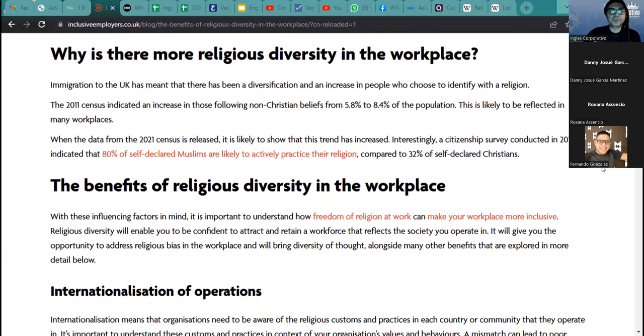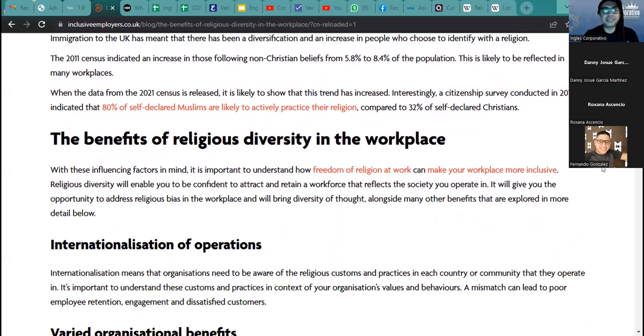Good. Thank you. It says the benefits of religious diversity in the workplace. With these influencing factors in mind, it is important to understand how freedom of religion at work can make your workplace more inclusive. Religious diversity will enable you to be confident to attract and retain a workforce that reflects the society you operate in. It will give you the opportunity to address religious bias in the workplace and will bring diversity of thought, alongside many other benefits that are explored in more detail below.